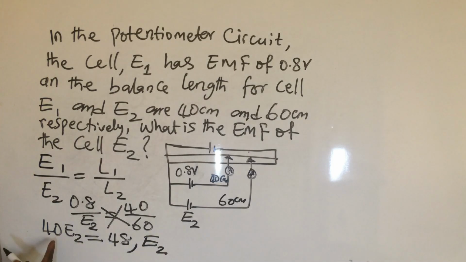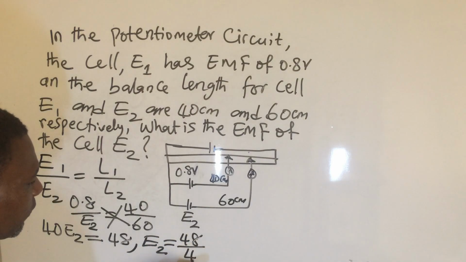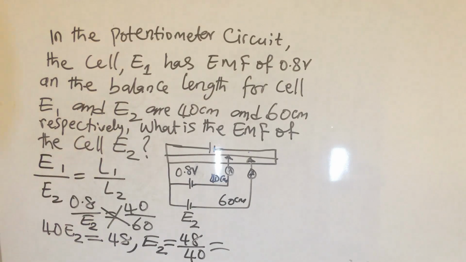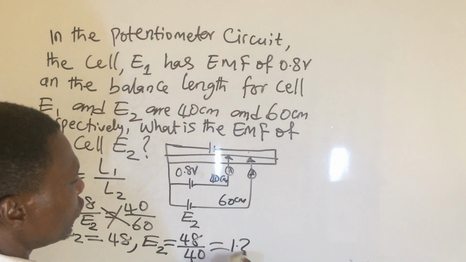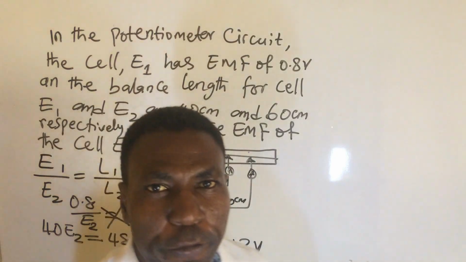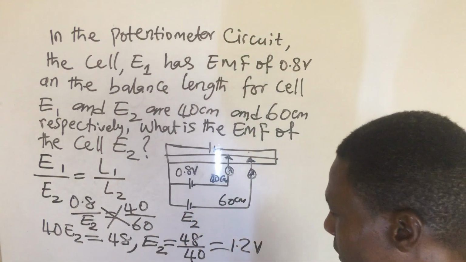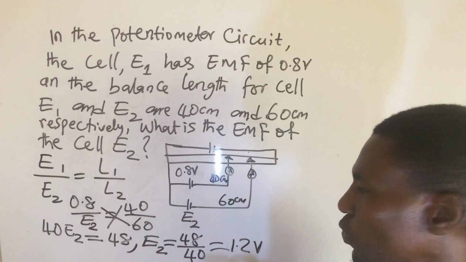We now divide both sides by 40, okay? Divide this one by 40, this one by 40, then 40 cancels 40 here, remaining only E2, okay? Equals to 48 all over 40. And when we divide, what is the value we get? We now get 1.2 volts. So the value of E2, that is EMF of the second battery they are asking us, is 1.2 volts.